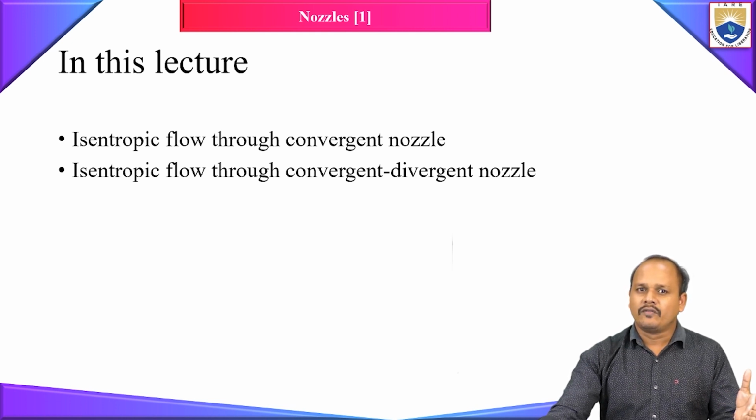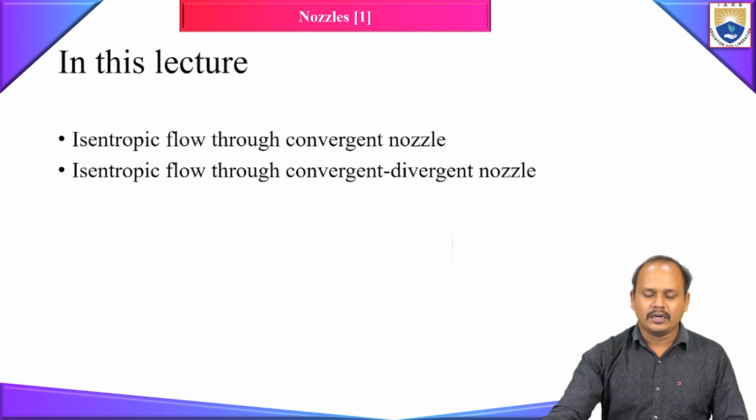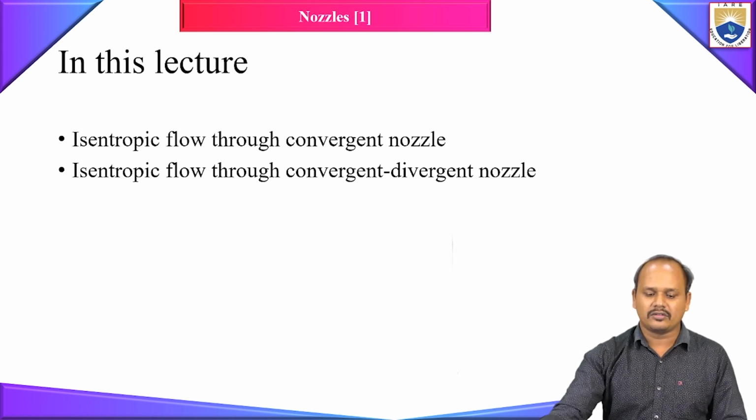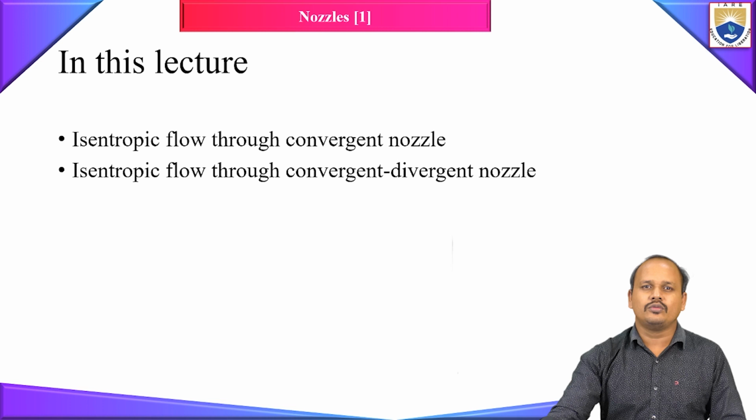As you know, in flow through passages, one of the major losses is due to friction and another is due to flow separation. In our nozzles, due to the favorable pressure gradient, flow separation will not occur. So the only loss is due to friction, which we can also neglect for this discussion. That's why we say the flow through a nozzle is isentropic.